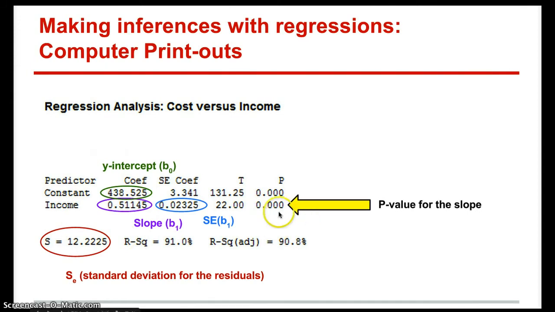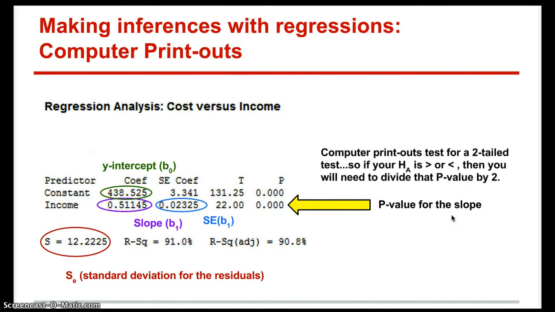The p-value for the slope is usually going to be the second one, and you know it's for the slope because it's in the same line as the slope. One thing you need to recognize for computer printouts is that they test for a two-tailed test. So if your alternate hypothesis is less than or greater than, you need to divide the computer printout p-value by 2 to give you the actual p-value for your hypothesis test.